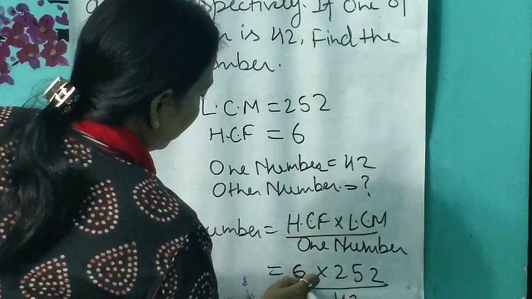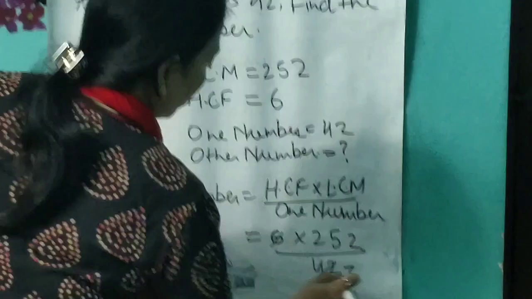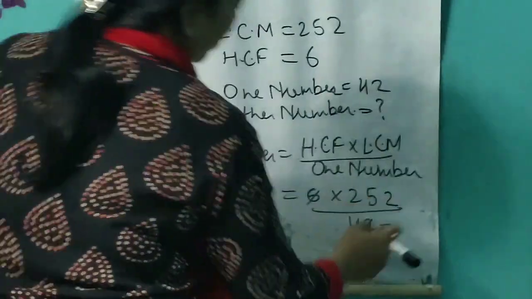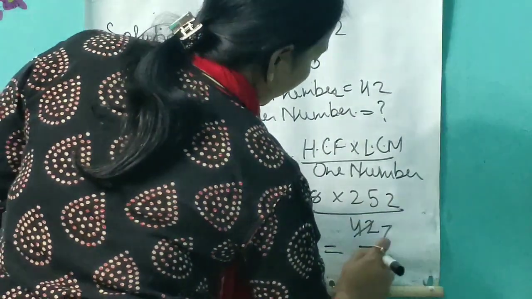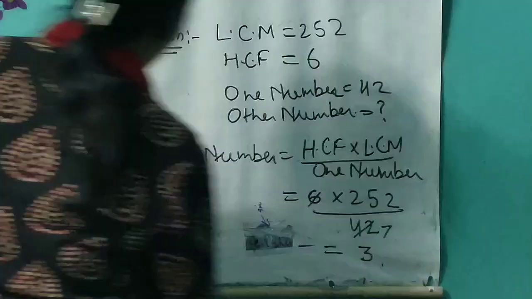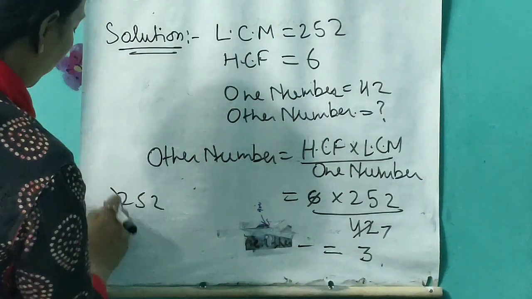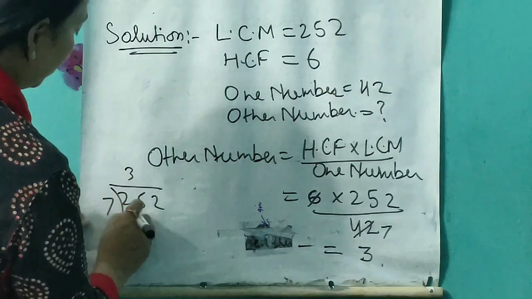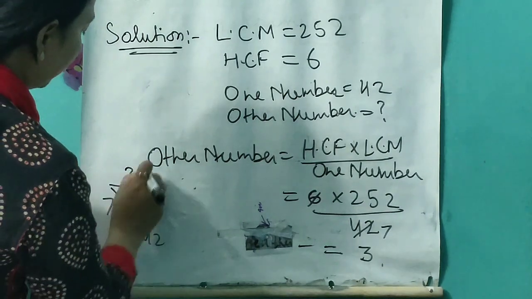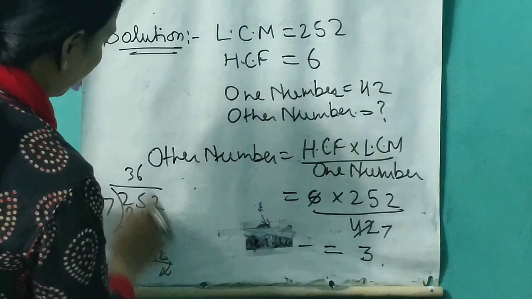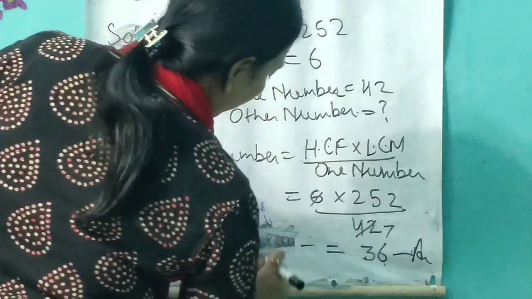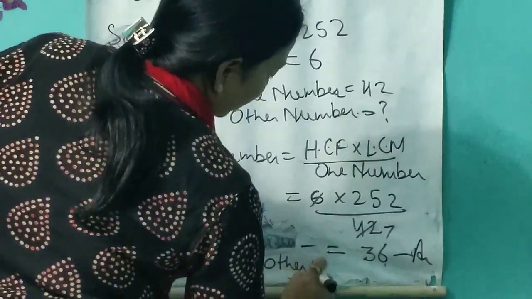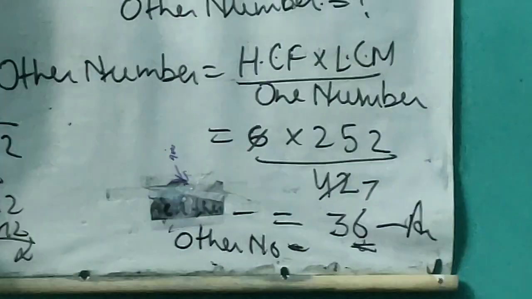Now 6 7s are 42, and with 7 you divide, so you will get 7 3s are 21. Here you can divide in rough column. For your convenience, I am dividing here. 7 3s are 21. 7 6s are 42. So your answer is 36. So the other number is equal to 36. So in this way you can solve it.